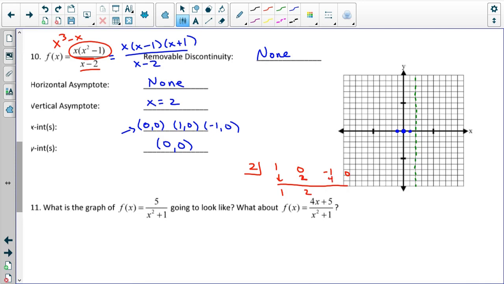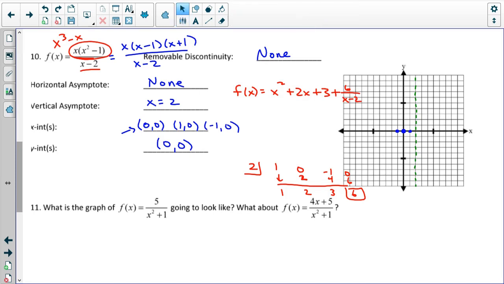2 times 2 is 4. 3 times 2 is 6. So my remainder is 6. If I wanted to rewrite this function, I could rewrite it as f of x equals x squared plus 2x plus 3 plus 6 over x minus 2.